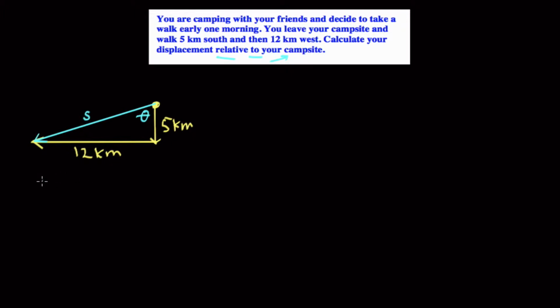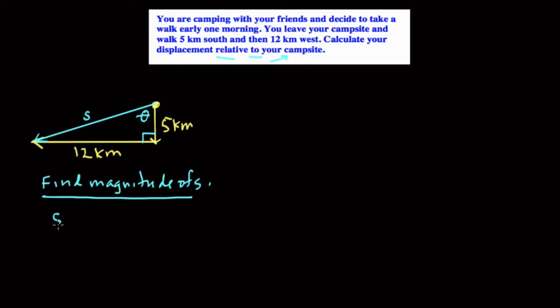Well, what's the first thing I can do here to find my displacement? I can find its magnitude. So find the magnitude of the displacement. And that's what I'm going to do here. Well, how do I find the magnitude of this blue line here? This is a right triangle. I'm given 2 legs. I'm asked to find the hypotenuse. It's just a Pythagorean theorem problem. a squared plus b squared equals c squared. And s, the displacement here, would be c.